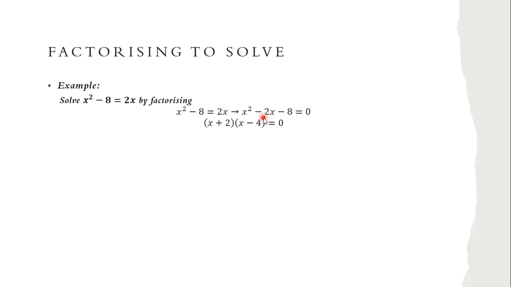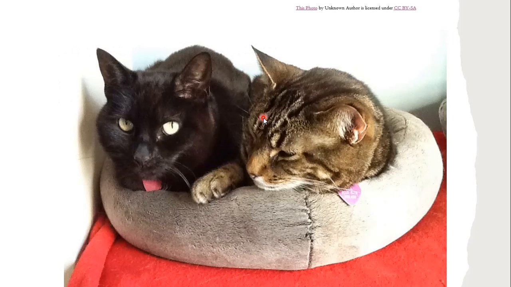Two things multiplied together to make 0. One of them must equal 0, or both. So x plus 2 equals 0, or x minus 4 equals 0. So x equals minus 2, or x equals 4. We've finished the question.